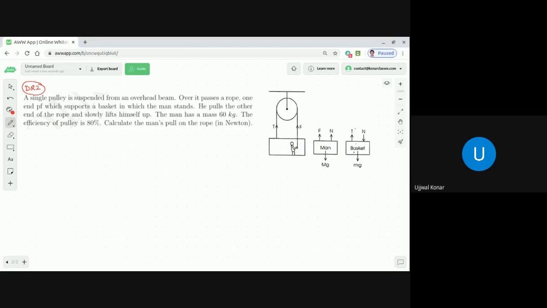If you see, there is a single pulley suspended from an overhead beam. Over it passes a rope, one end of which supports a basket in which the man stands. He pulls the other end of the rope and slowly lifts himself up. The man has a mass 60 kg. The efficiency of the pulley is 80%, and we need to calculate the man's pull on the rope in Newton. So this is the diagram I can think of.